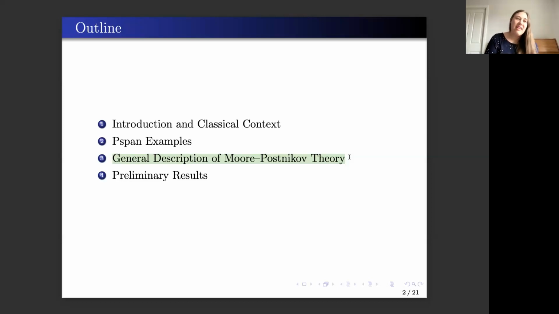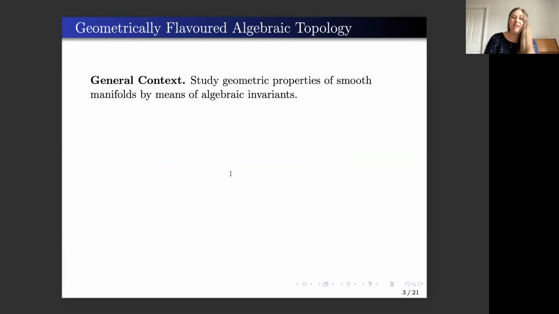So I'm going to try and give a really accessible and distilled overview of how to use Moore-Postnikov theory to solve a lifting problem. And then very briefly, I'll just tell you about some preliminary results that will hopefully interest you. So to start, my project is in the intersection of geometry and algebraic topology.